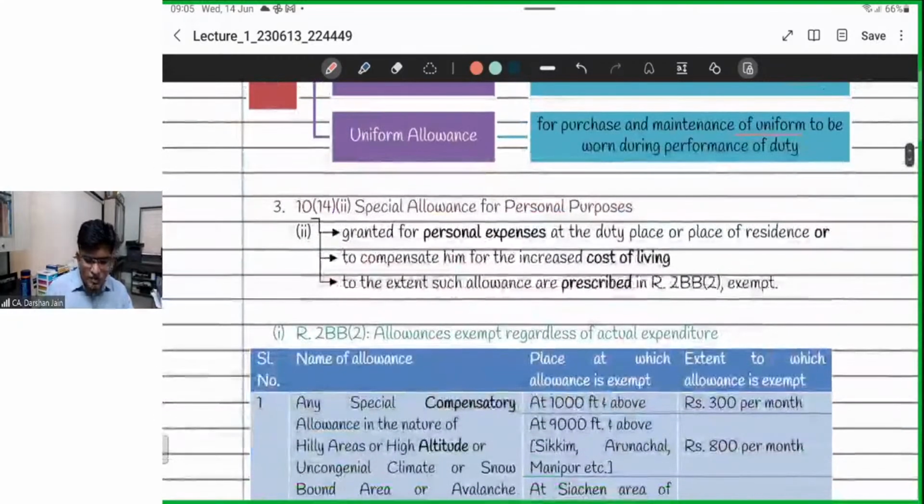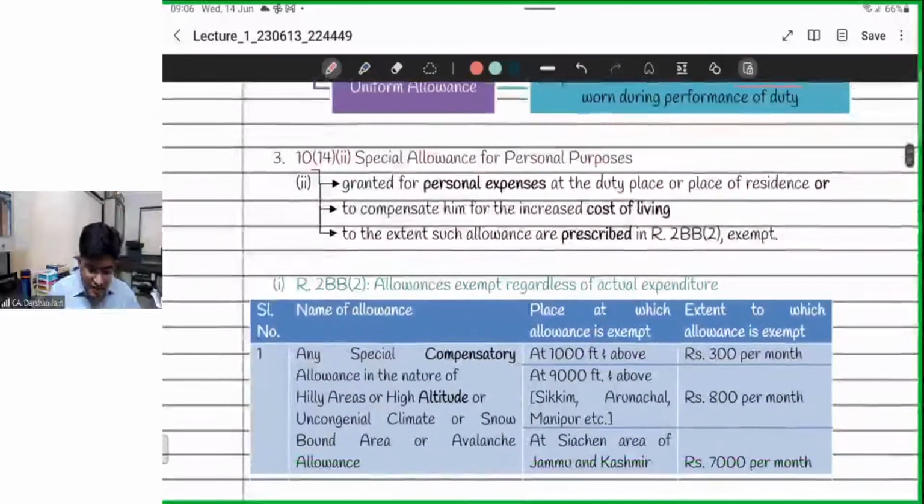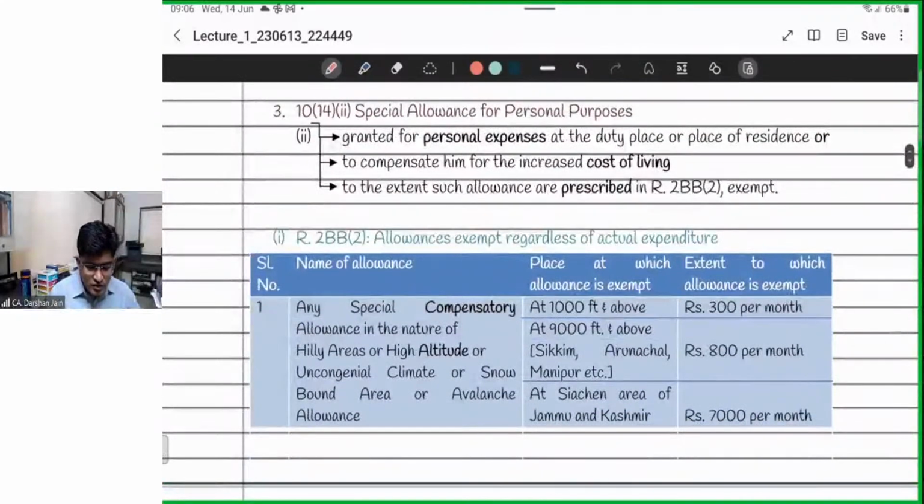Here we also have some more of such items wherein personal expenses at the place of duty or at the place of residence, allowances are given by the employer and it is partially exempt. Well, before I move on to Rule 2BB(2), wherein personal allowances are partially exempt, I'll just take up a few queries.